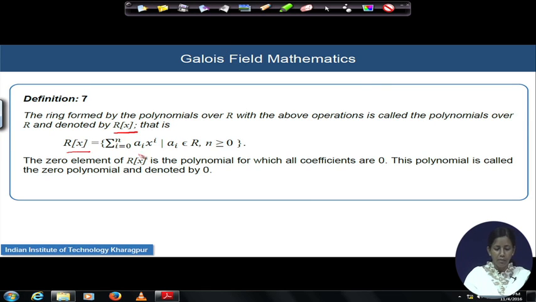whereas R[x] will be given as the sum for i going from 0 to n of a_i x^i, where a_i is drawn from the ring R and n should be an integer greater than or equal to 0. The zero element of this ring is a polynomial for which all the coefficients are 0. So the polynomial with all coefficients equal to 0 will be called the zero element, and also the zero polynomial.